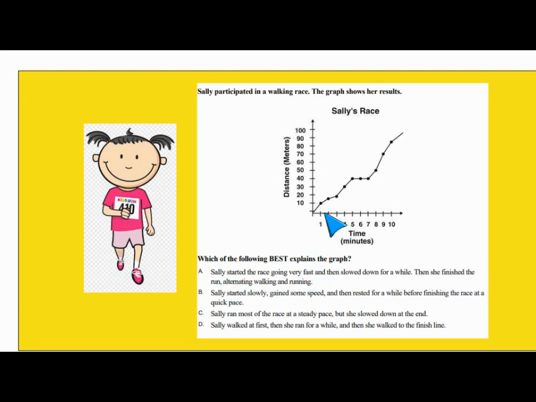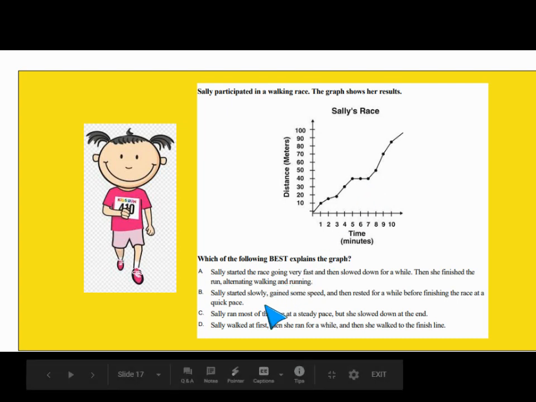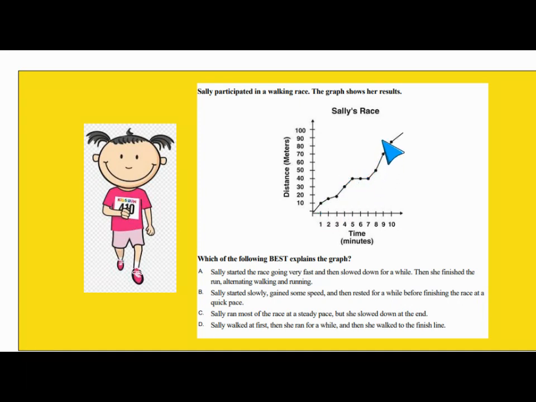That doesn't match. She didn't start out very fast and then slowed down, and didn't even talk about her break. So I'm not going with A right now. B: Sally started slowly, gained some speed, rested for a while, and finished the race at a quick pace. Wait a minute. Started slowly, sped up, rested, then finished at a quick pace. I'm thinking it's B.